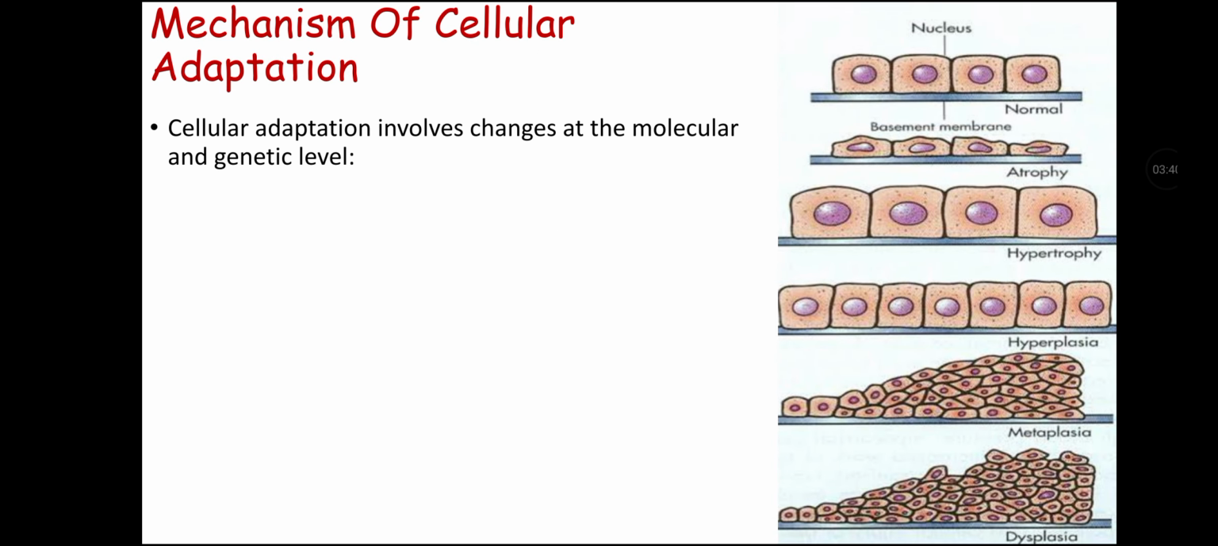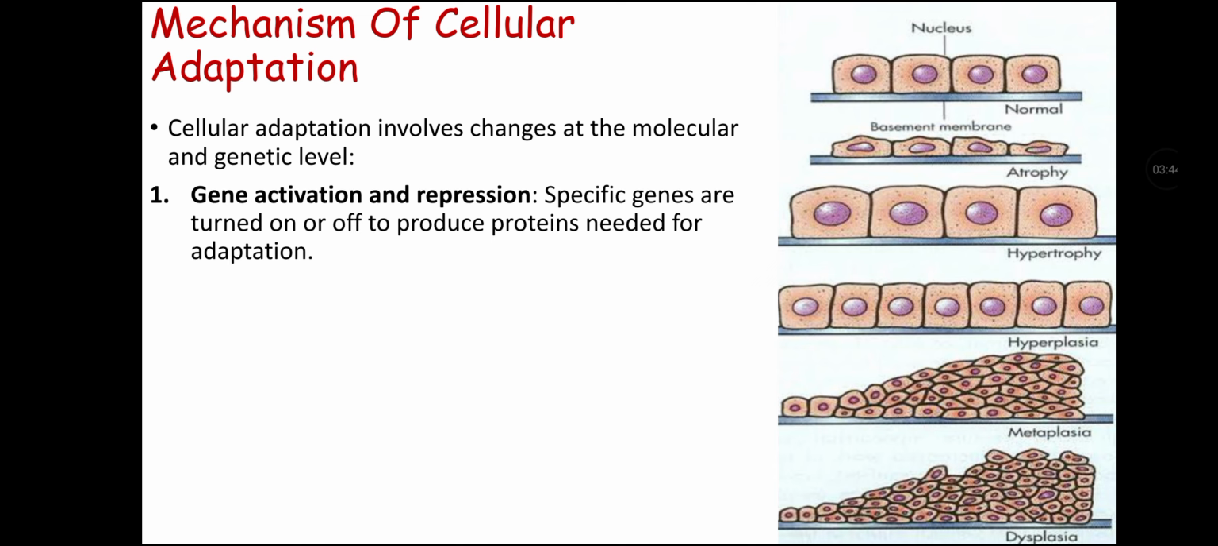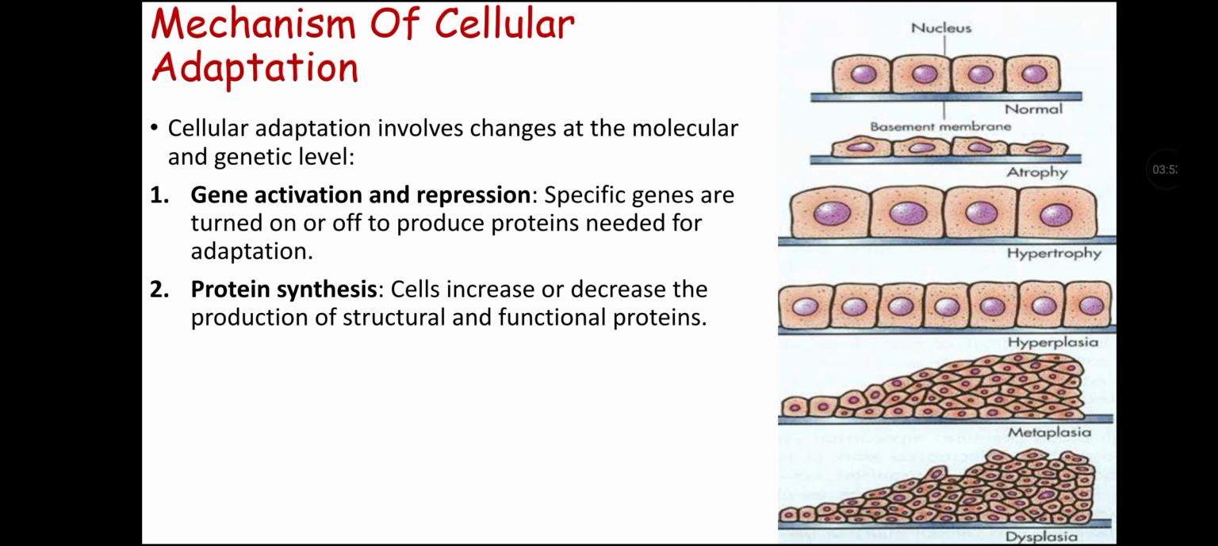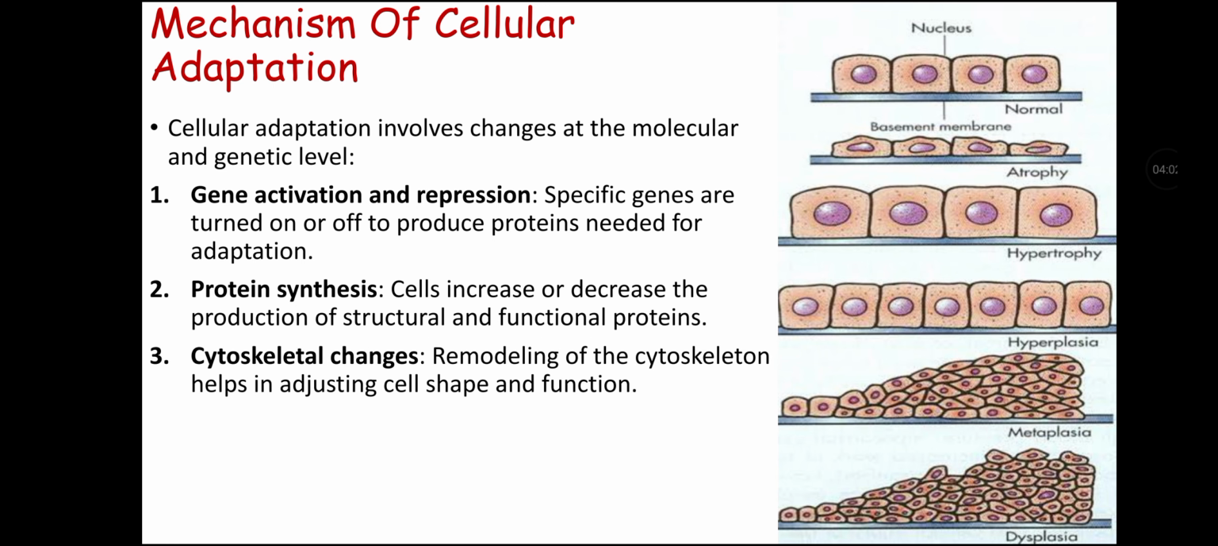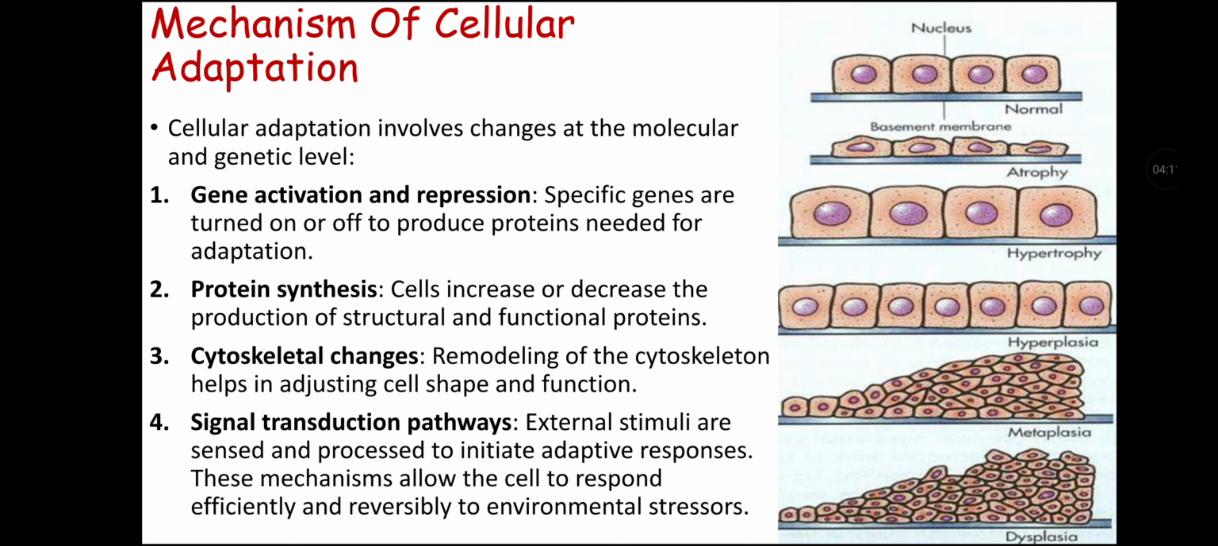Mechanism of cellular adaptation. Cellular adaptation involves changes at the molecular and genetic level. First is gene activation and repression. Specific genes are turned on or off to produce proteins needed for adaptation. Second is protein synthesis. Cells increase or decrease the production of structural and functional proteins. Third part of the mechanism includes cytoskeletal changes, as the remodeling of the cytoskeleton helps in adjusting cell shape and function.